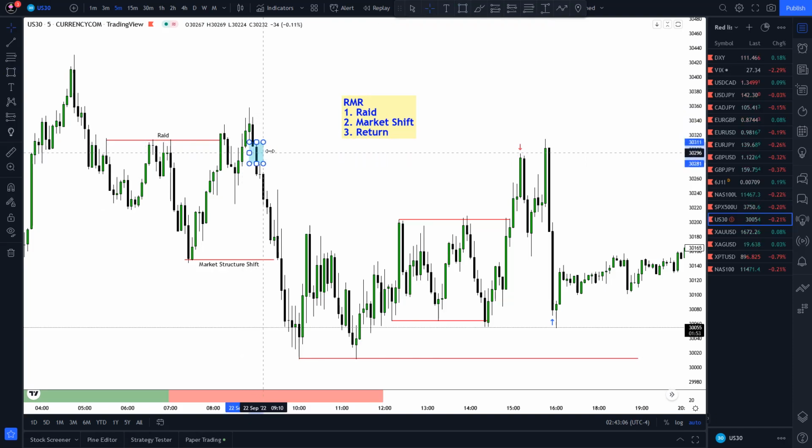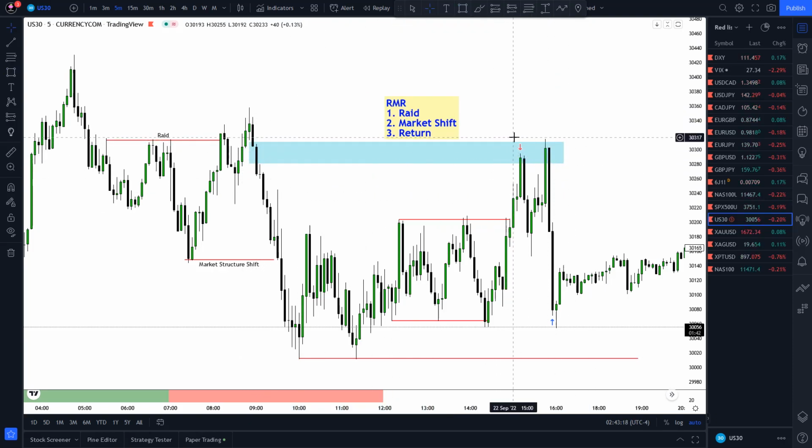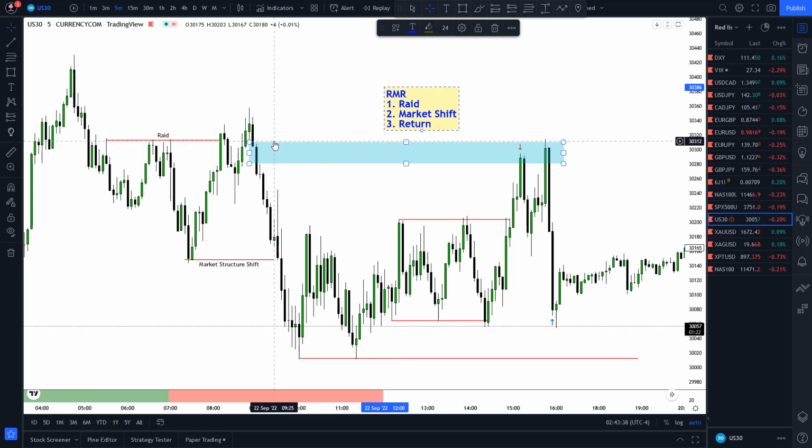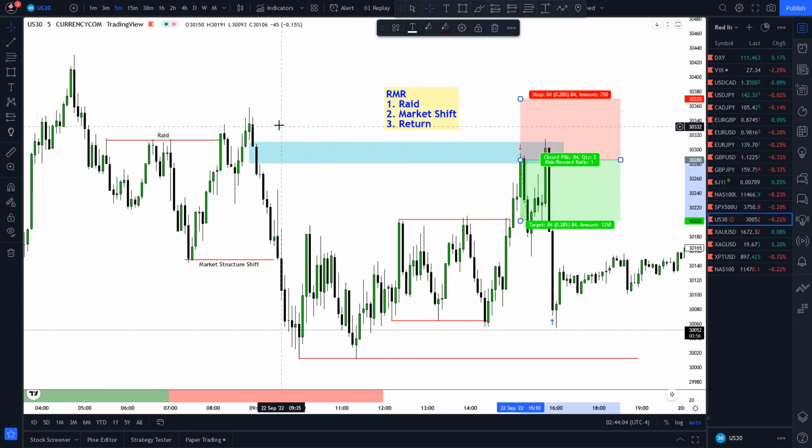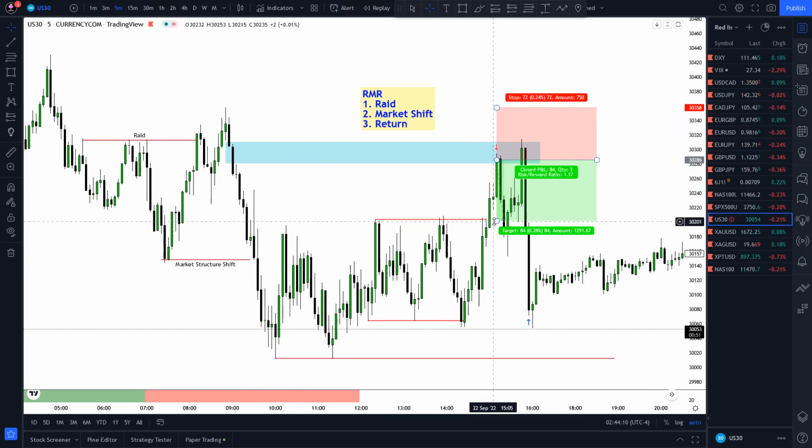If I extend that one all the way to the right, now we can see that my short position over here, although it was placed in a short-term raid leg, was actually placed in a higher time frame return leg. And so that's where I placed my short position, with my stop loss at the top of this raid swing right there. And then I could look for objectives below.